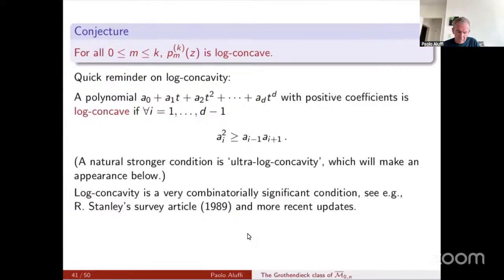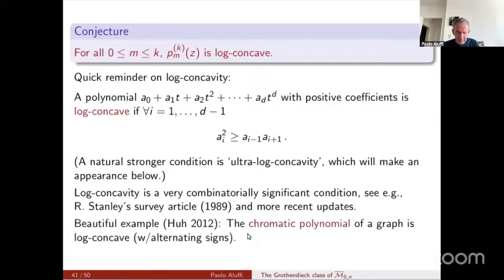There's a beautiful survey article, maybe 100 pages or so, by Stanley from 1989 that enumerates lots and lots of situations in which polynomials arise which turn out to be log concave. There's a very beautiful example. June Huh, Fields medalist from a couple of years ago, in his first paper, written as a first-year graduate student, an astonishing paper if you ask me, proves that the chromatic polynomial of a graph is log concave. And this was an open conjecture for many years.